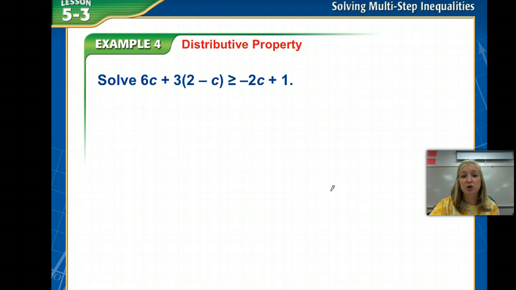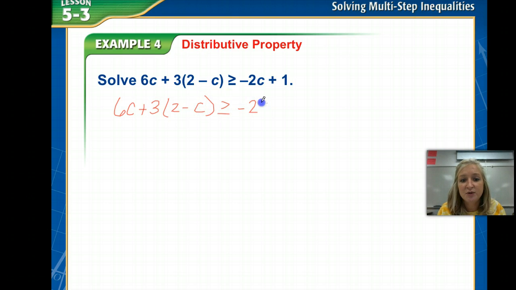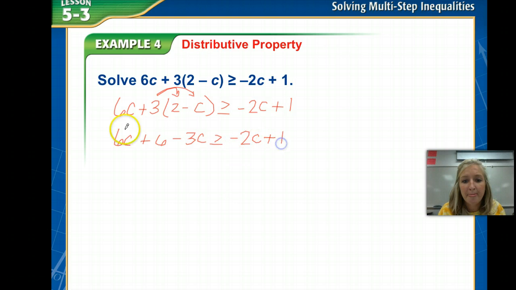We are moving on to the distributive property. We've done these before, but again, instead of the equal sign, we have the inequality sign. So I have 6c plus 3 times 2 minus c is greater than or equal to negative 2c plus 1. All right, so this 3 needs to be distributed to both the 2 and the negative c. So I have 6c plus 6 minus 3c is greater than or equal to negative 2c plus 1.